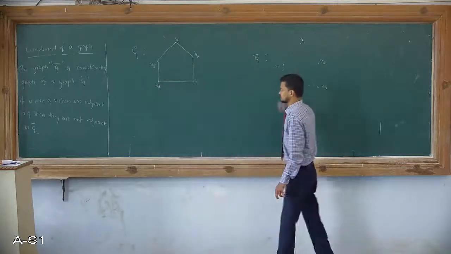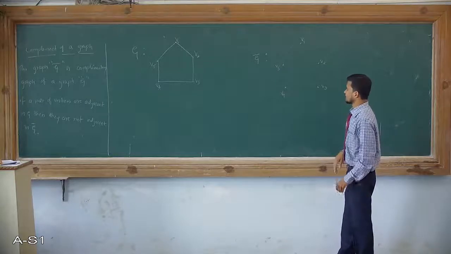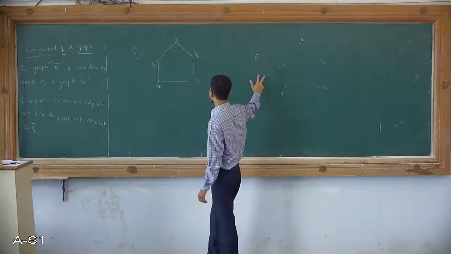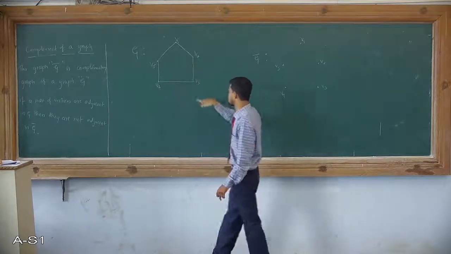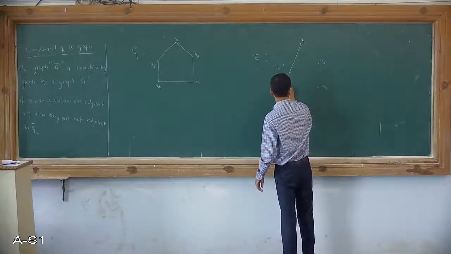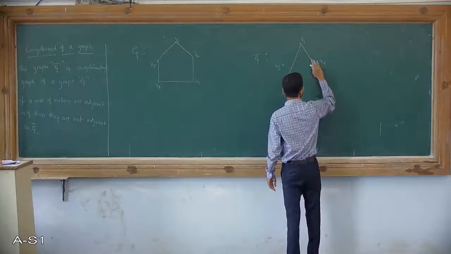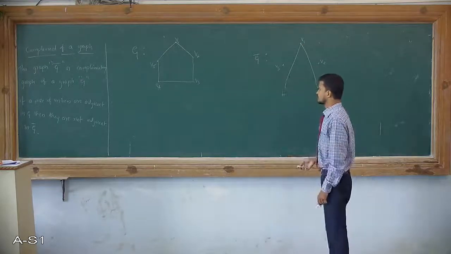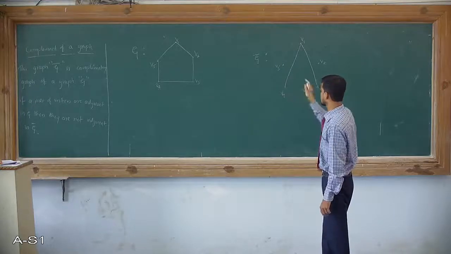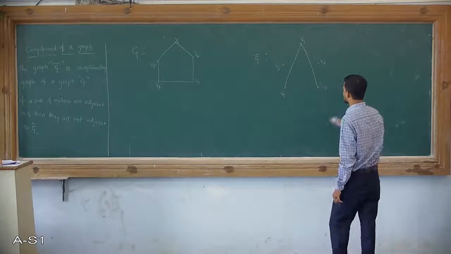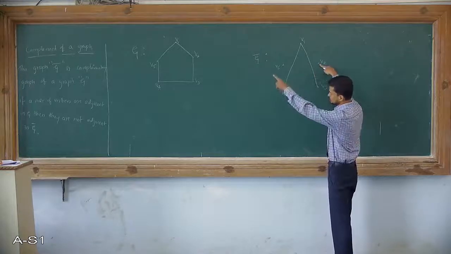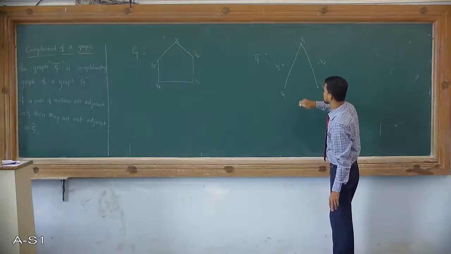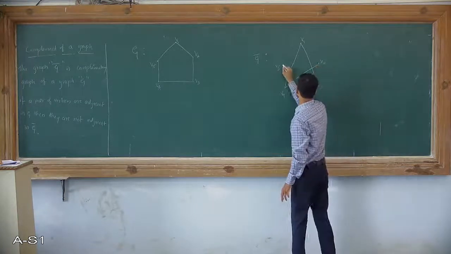In other words, conversely, if a pair of vertices are not adjacent in G, they are adjacent in G bar. So here V1 is adjacent with V2 and V5, so they are not adjacent in G bar. But V1, V4 and V1, V3 are adjacent in G bar. So this is done. Next, V1, V5, it is done. V2, if you take V2, V2 is adjacent with V1 there, so it is not considered here. V3 is also not considered.